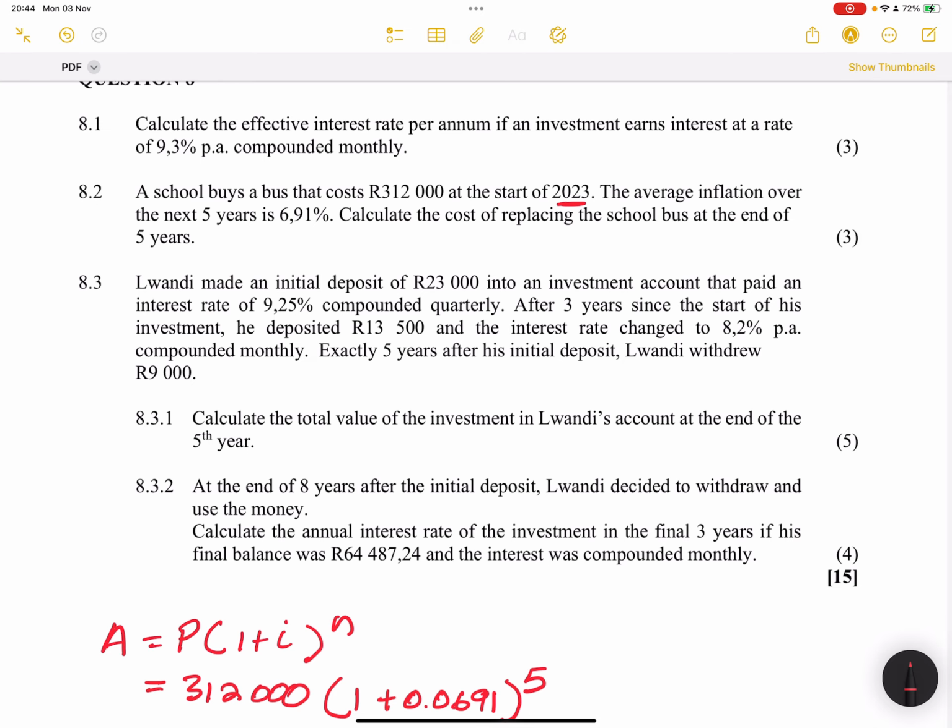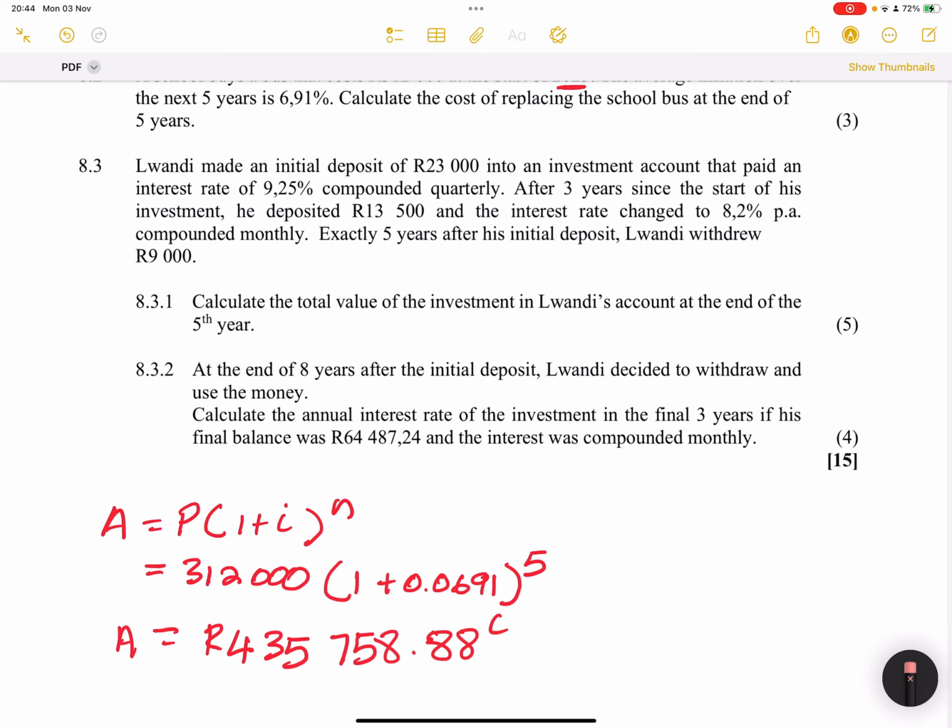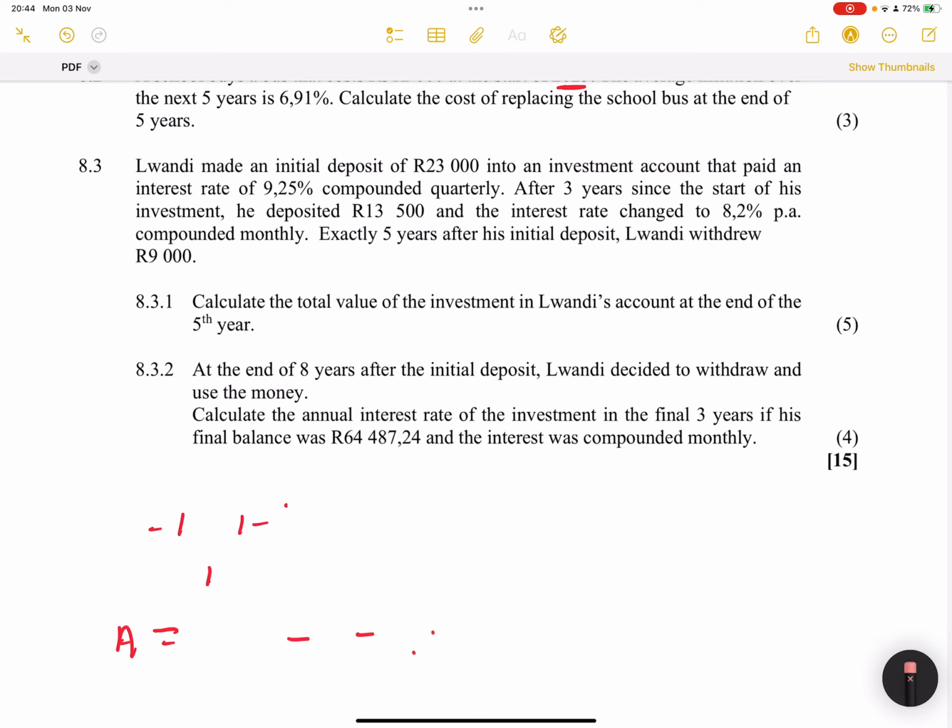Right, so they say to us, Lwandi made an initial deposit of 23,000 into an investment account that paid an interest of 9.25% compounded quarterly. Right, this looks like one of those where we need to draw a timeline. So I'm going to do that.